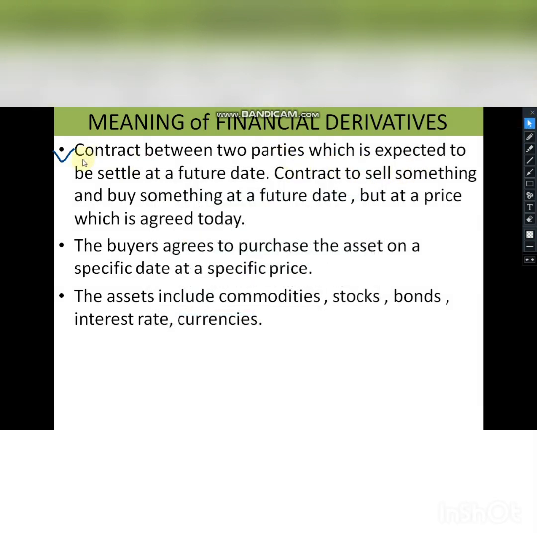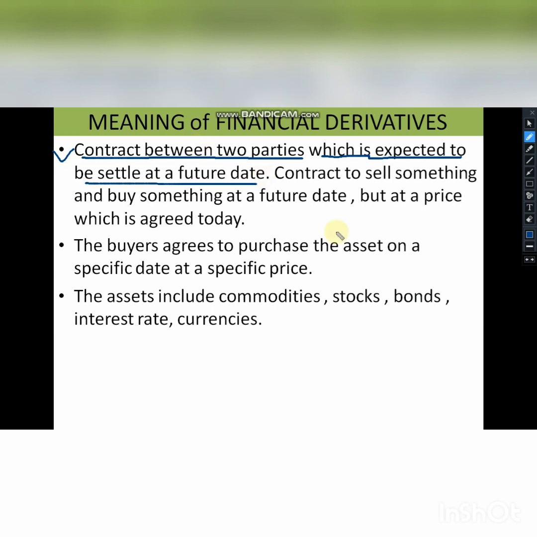Here we are talking about derivatives. Let me go through the first point. There is a contract between two parties. If you want to invest in a derivative, there must be two parties, and that contract is expected to be settled at a future date. So there is a contract between two parties and that contract has to be settled at a future date.